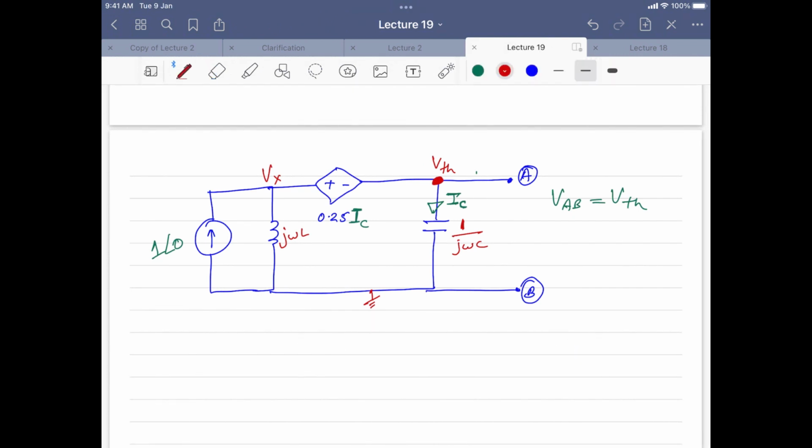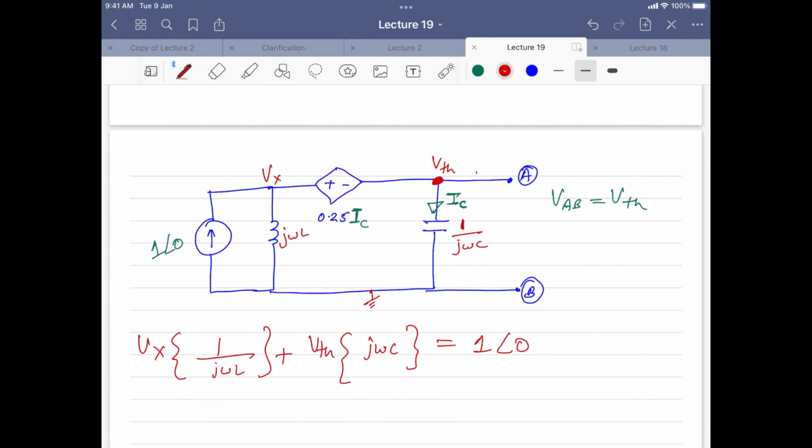So this is basically what? Then Vx is 1 by J omega L plus VTH. Then we have J omega C, and then we have 1 angle 0. Is it okay now? Right? So now you substitute the values.